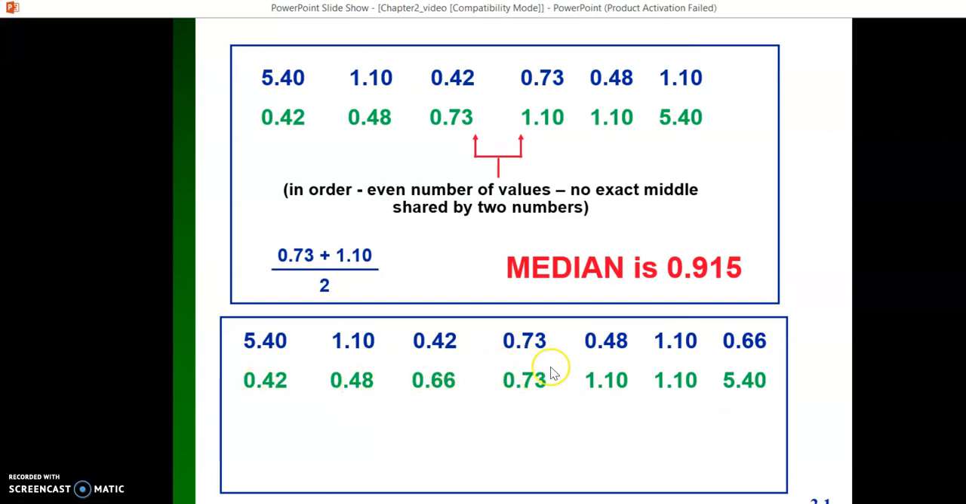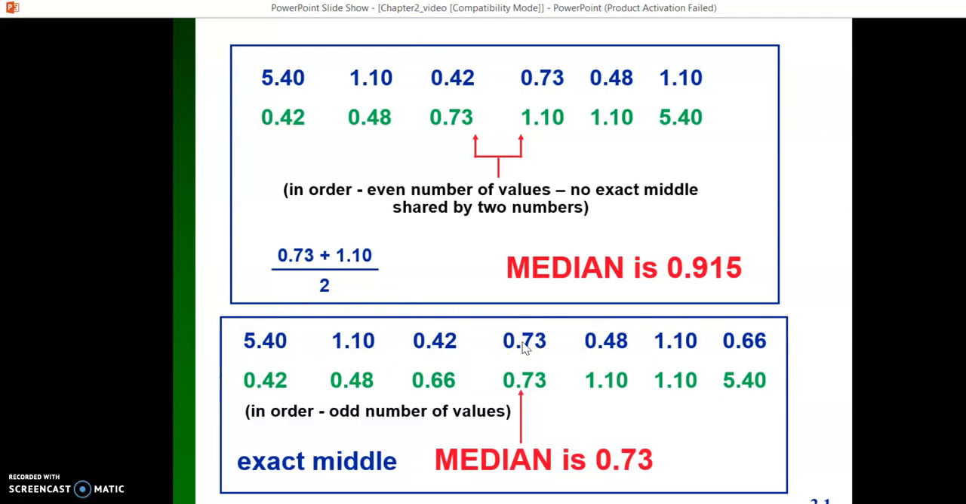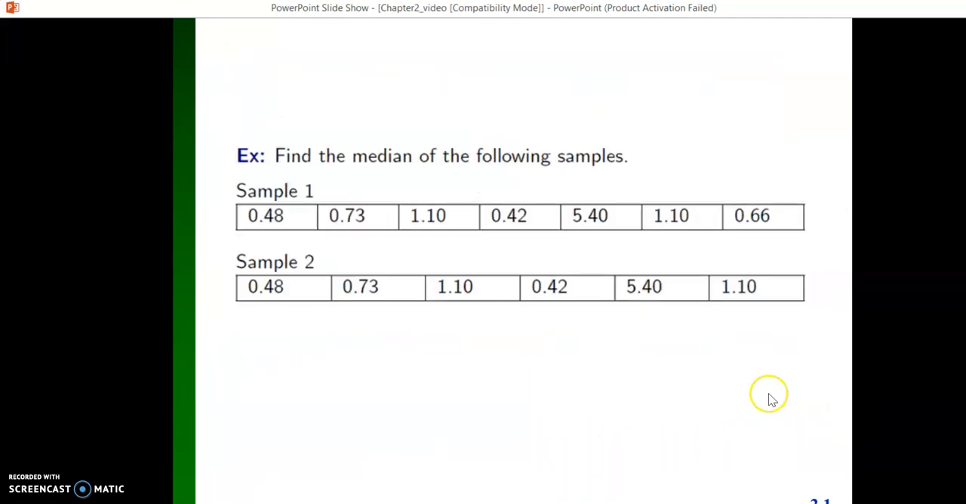1, 2, 3, 4. 0.73 is the fourth spot, so that is the median. But it is a coincidence here that in both the original data and the arranged data, the middle value is 0.73. Please, if you want to calculate the median, don't try that way. That's a coincidence. So the median is 0.73.